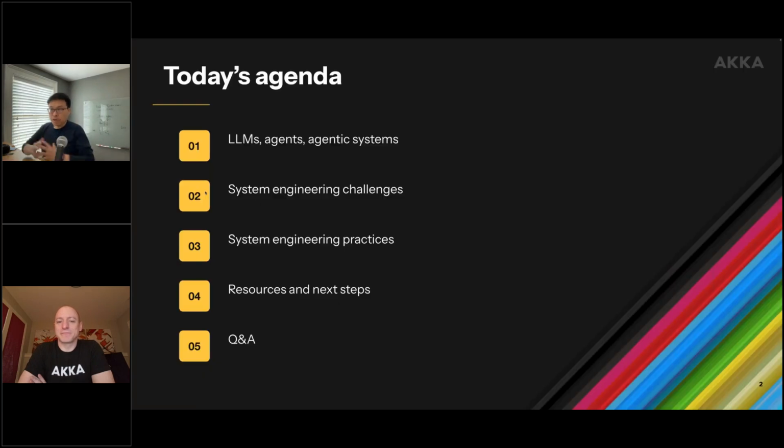For today, we'll start by talking about large language models, agents, and agentic systems. One of the themes you'll be seeing as we talk through this presentation is that agentic systems are really distributed systems, and building reliable agentic systems really means it's a system engineering challenge with some additional tweaks and nuances because large language models are stateless and stochastic. So we'll talk about those specific challenges in engineering agentic systems, and then we'll talk about system engineering practices that help you build reliable agentic systems. And then we have additional resources, and as Eric mentioned, we'll do Q&A at the end.